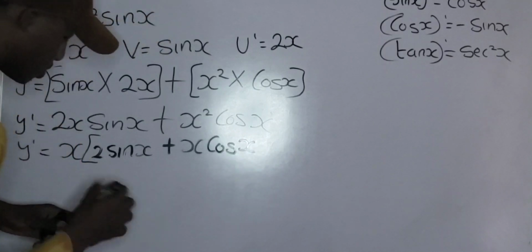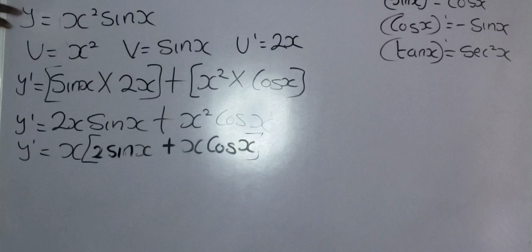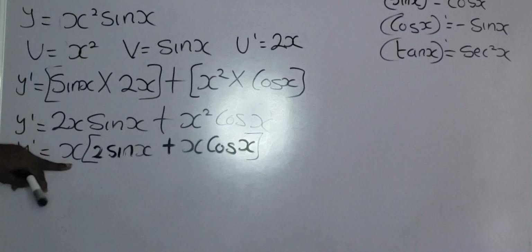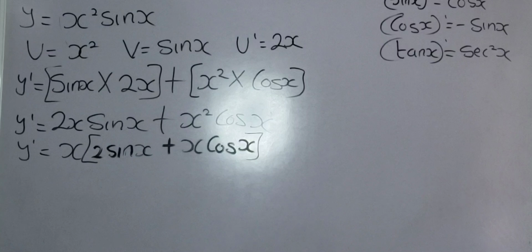Do you understand? So the derivative of y equals x squared sine x is x into bracket 2 sine x plus x cos x. So that is how to find the derivative of a function using the product rule. Now let us proceed to the second question.